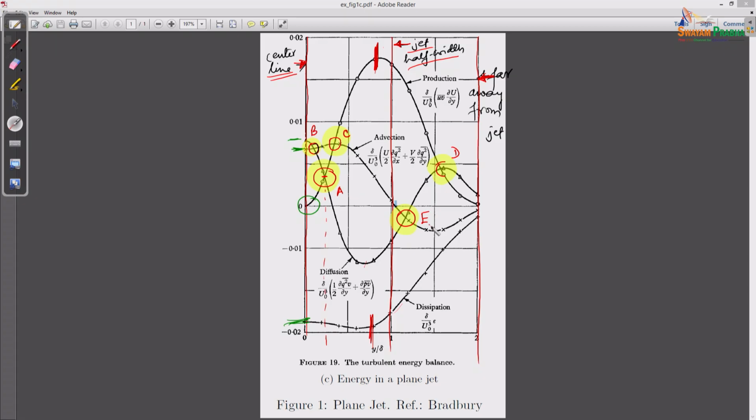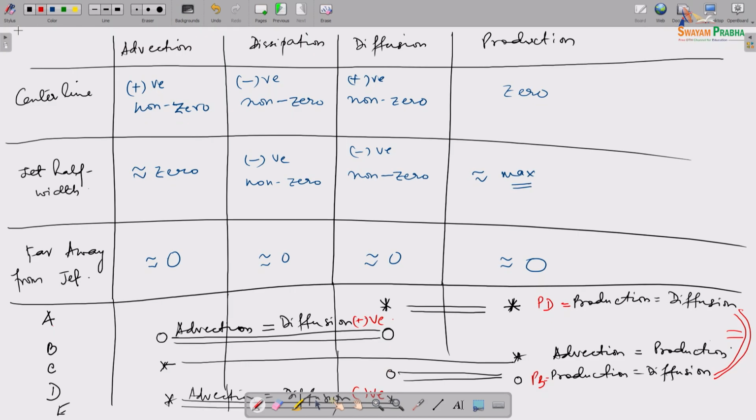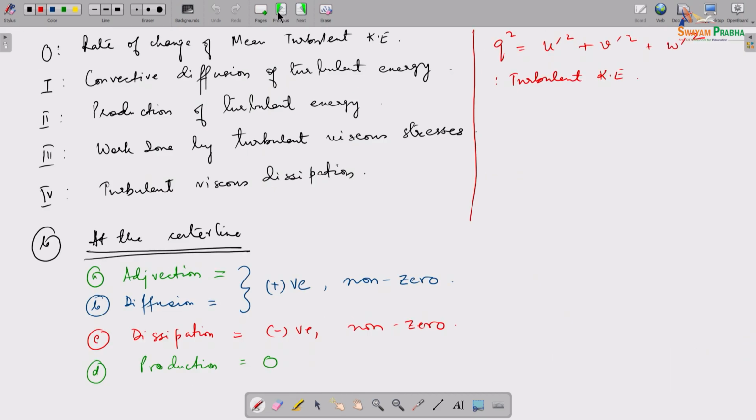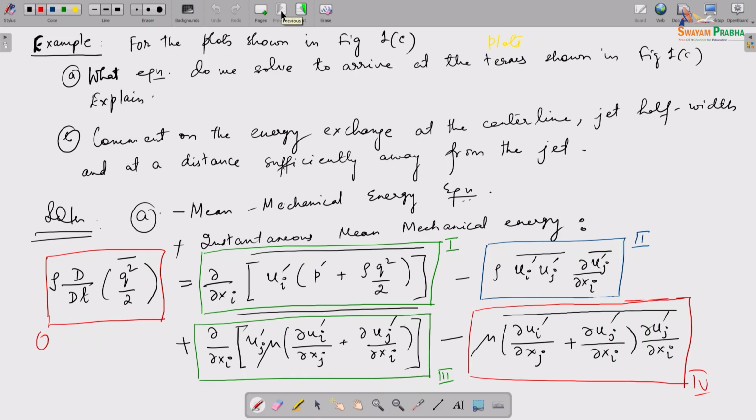Okay, so that's essentially the plot that we looked at. All right, so what we essentially spoke about here is how do we get this equation? I mean, how do we get these plots for one? So what we said is that this is the equation that we solve.